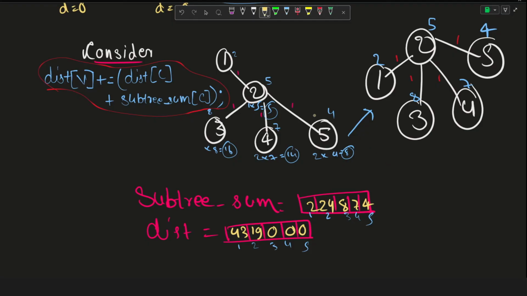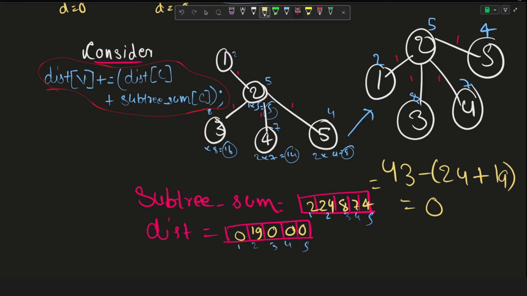So whatever the current value of distance is, the current value of distance 1 is 43, right? Subtree sum for this 2, which was 24, plus the cost of this 2, which was 19. And once I have subtracted that, I would just have got 0.